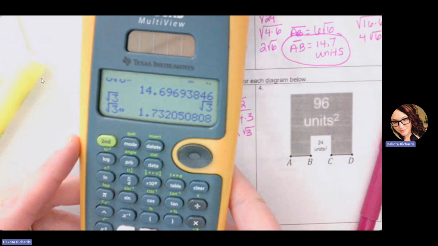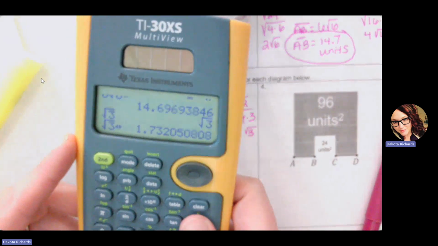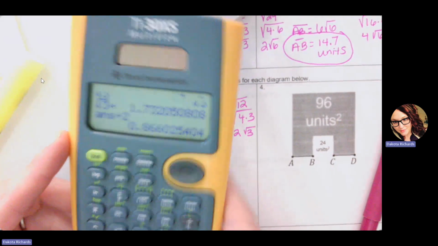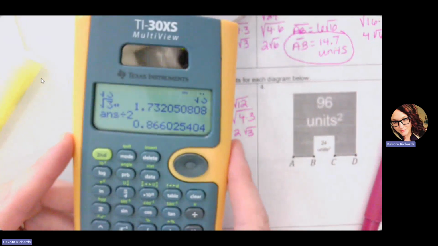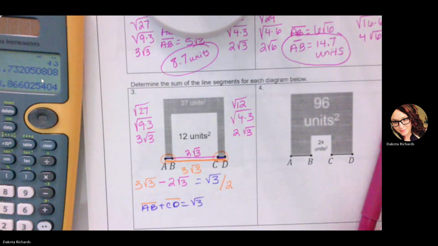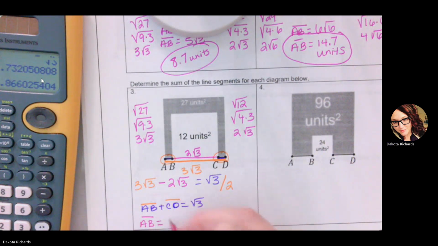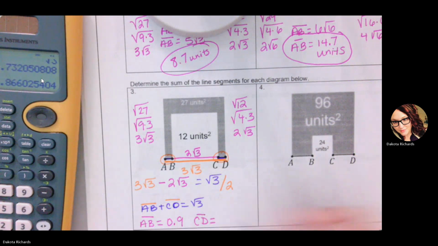So take the square root of 3, which is 1.73, yep, and then divide it by 2. 0.86, we're going to round to 0.9. Okay, so we're going to say, line segment AB equals 0.9. Line segment CD equals 0.9, and that's units.